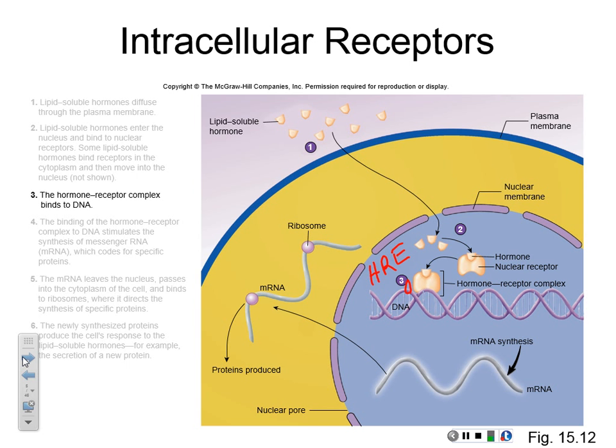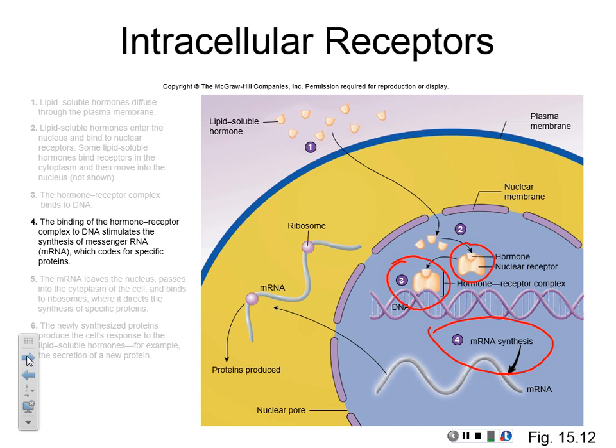So it will attach to a hormone response element, and then it will cause transcription of that gene only. And then after that, this stage is attaching to the nuclear receptor, and this stage here is attaching to the hormone response element. And once that happens, you have transcription.